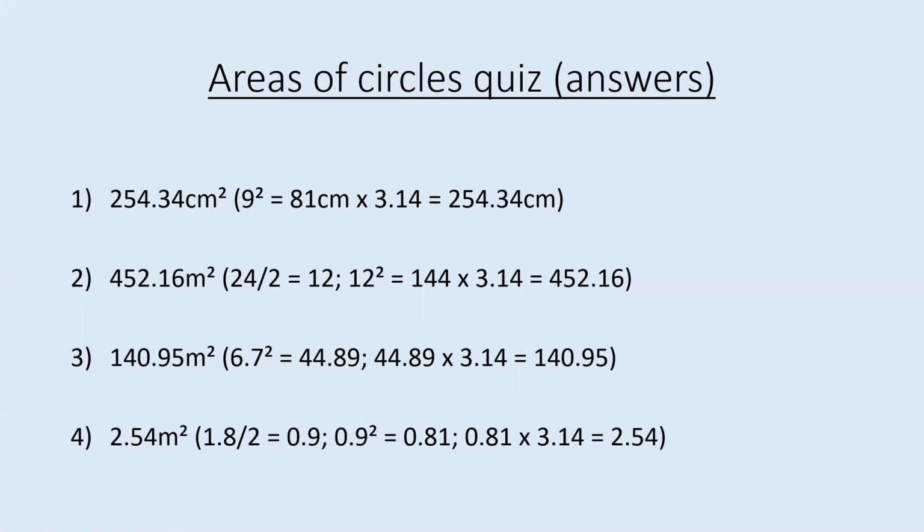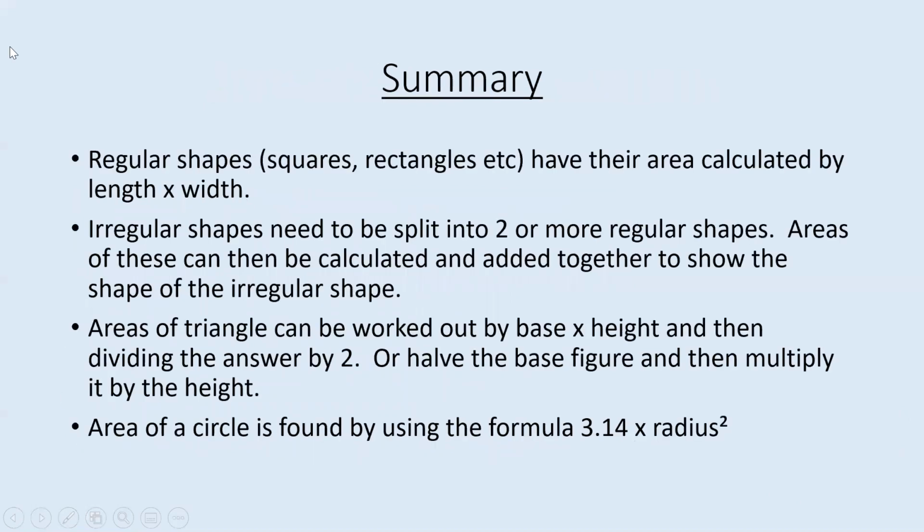And then finally, the fourth circle gave us an area of 2.54 meters squared. We were given the diameter, which was 1.8 meters. Divide that by 2, so that gave us a radius of 0.9. We then squared 0.9 by multiplying it by itself, so 0.9 times 0.9 equals 0.81, and then 0.81 times pi, 3.14, gave us a final area of 2.54.